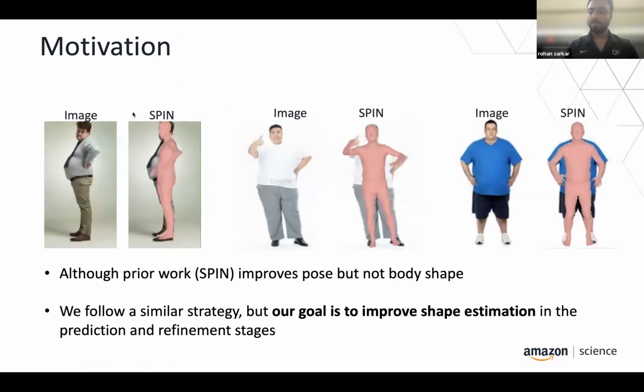A major drawback of previous approaches like SPIN is that they focus on improving pose, but not body shape. As you can see in the examples, SPIN aligns the joints pretty well, and hence the pose estimates are good, but SPIN cannot predict the body shape accurately. Our goal is to adopt SPIN's hybrid strategy, but focus more on improving shape estimation, both in the prediction and the refinement stages.